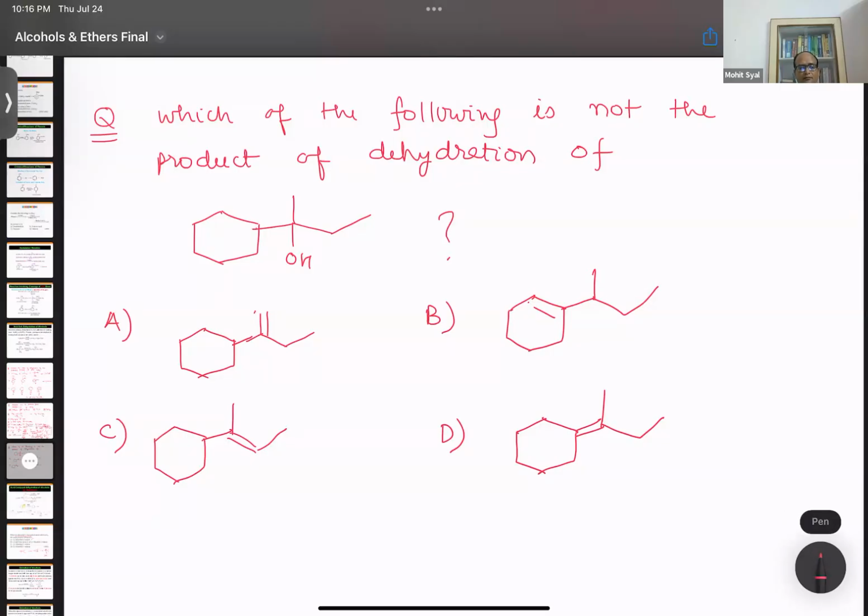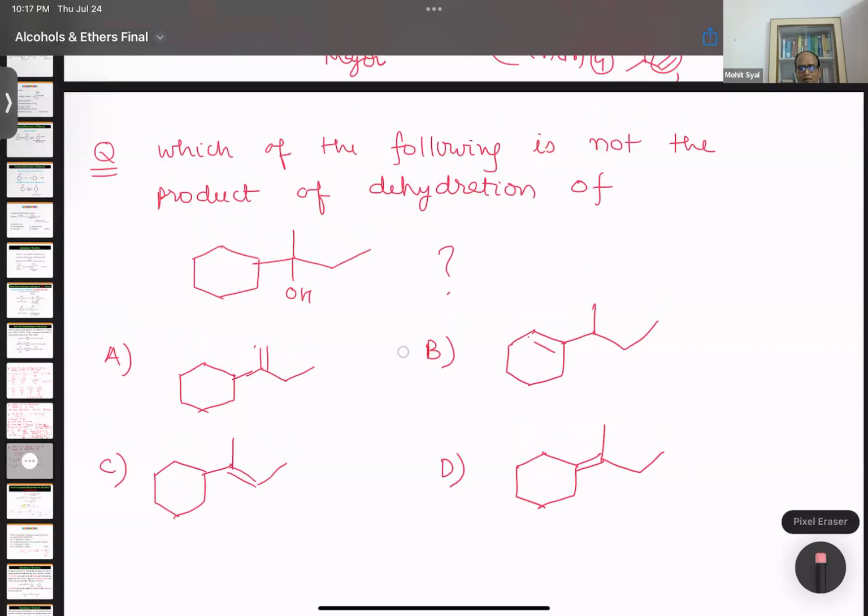Yeah, Ibrahim. Justine. Any idea? Should be B, I think. B, yes. Why are you saying so? That's because if we dehydrate OH, we'll remove the H2O. So the carbon which is attached to the ring won't have any fewer bonds.